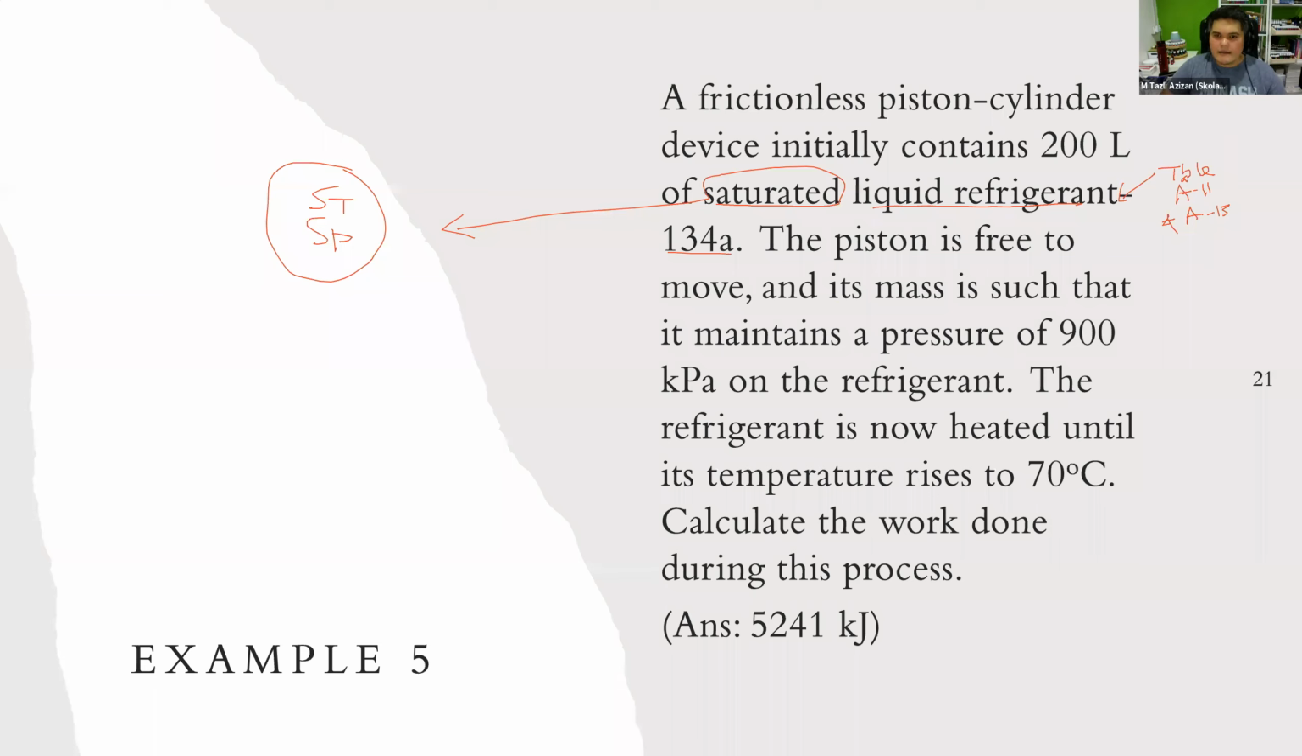Okay, and then let's see what other keywords are here. It says the piston is free to move. Okay, the piston is free to move. That means here it's not a rigid tank.